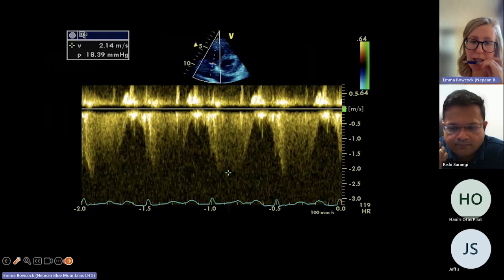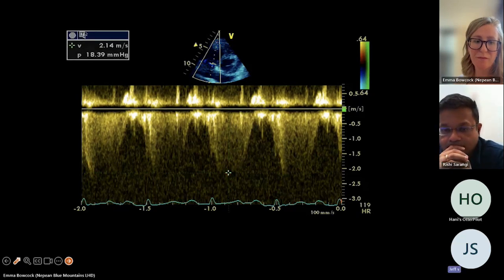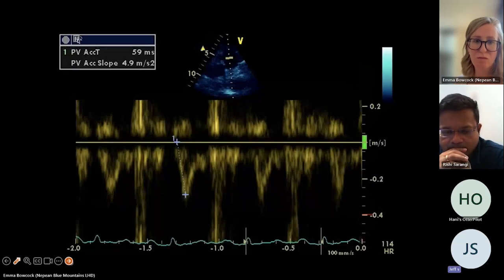What do you think of this trace, Jeff? Sorry, getting stuck on frozen here. So 2 meters per second, clearly under, I won't say underestimated, but the RV is too sick to generate enough pressure. So basically, grossly abnormal. I'd suspect much higher normally, if the RV wasn't so sick.